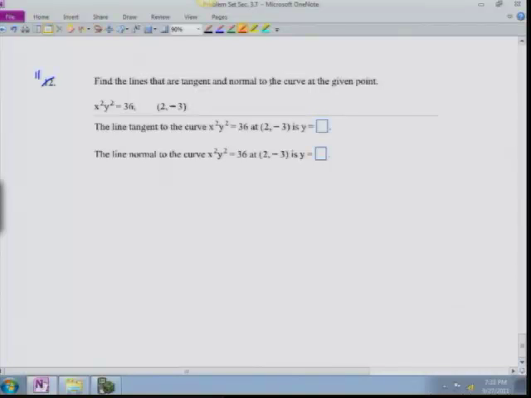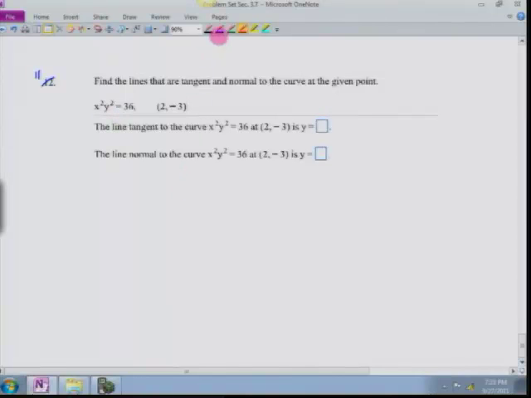What are normal lines? Yeah, they're perpendicular to the tangent, okay, which means their slopes are negative reciprocals. So if we find the slope of the tangent line, then we'll be able to find the slope of the normal line. We'll be able to write those equations of the lines. Okay, so we've got to do two things.